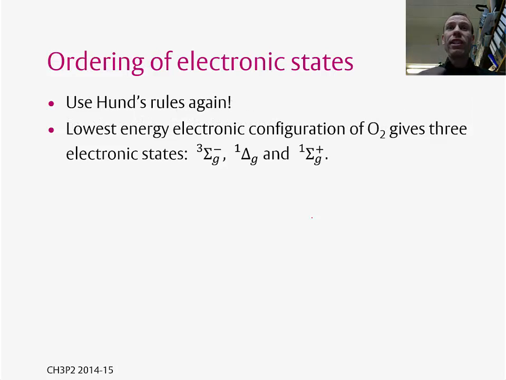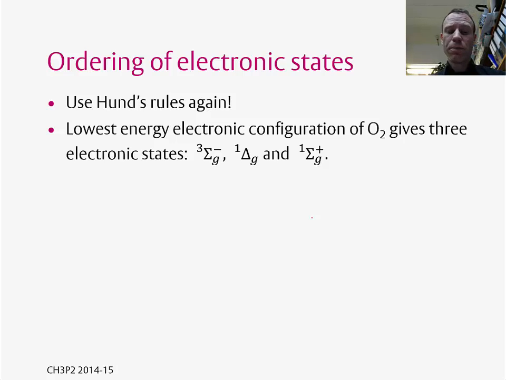Next thing, once we've got these electronic states, we need to think about what order they go in. So basically you can use Hund's rules. So I've got an example now of O2. If we use the ground electronic configuration of O2, we can get 3 possible electronic states. So you've got a triplet sigma g minus, a singlet delta g, and a singlet sigma g plus. So we just need to put these in order.